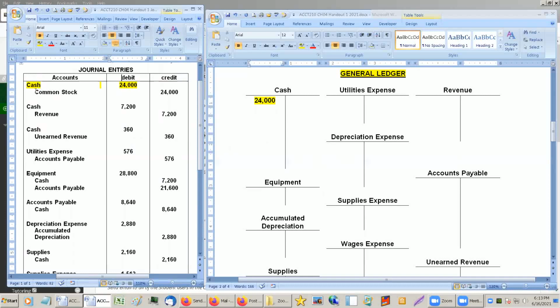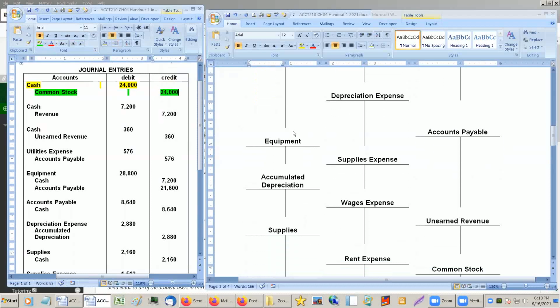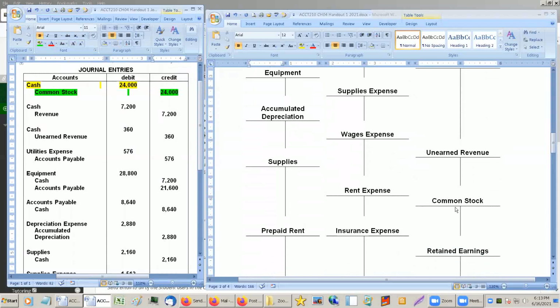Okay. Now the other half of the transaction down here, make that one green. Common stock. So we're going to go down to common stock and put in 24,000.